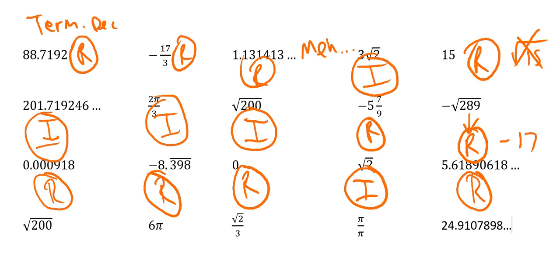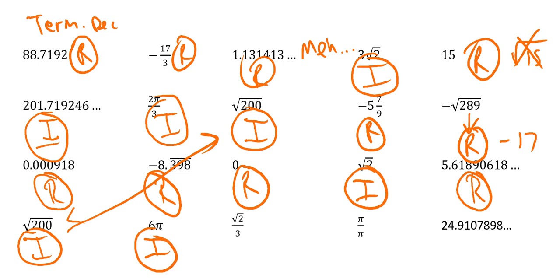Okay, square root of 200. This is going to be an irrational number. 200 is not a perfect square. Oh, it's just like that one up there. So these are both irrational. Good thing I got the same answer. 6 times pi. This is going to be an irrational number. It has pi in it.